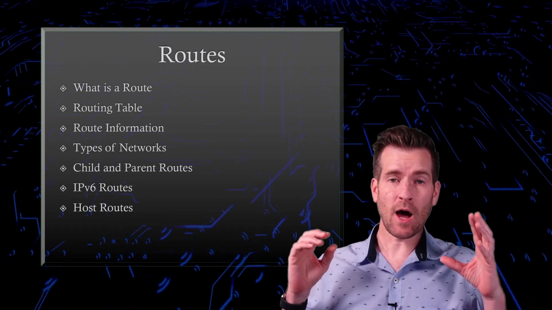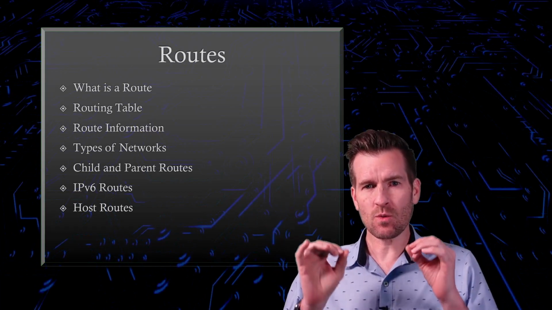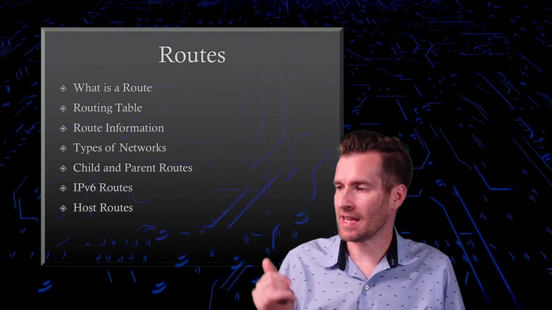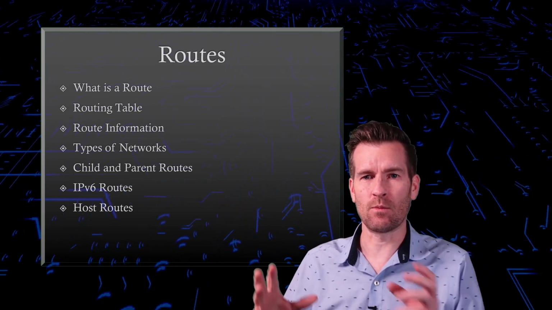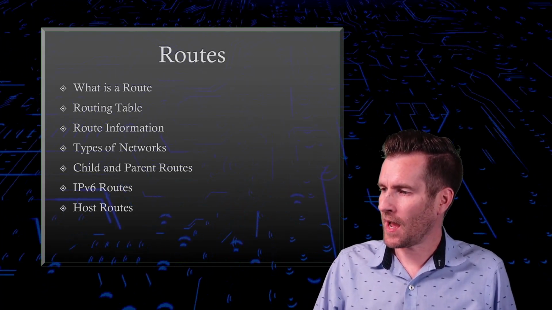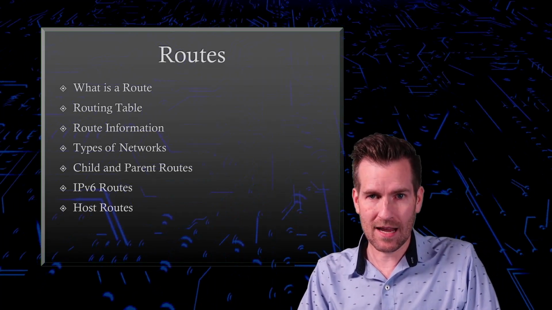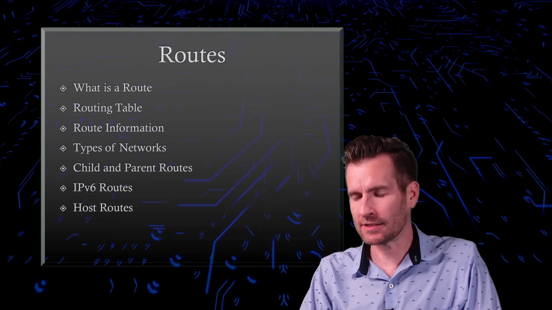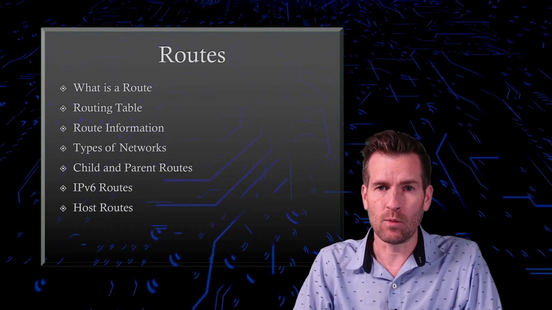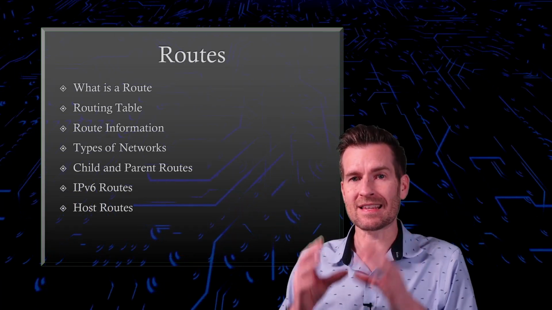There you have it. We talked about what is a network, what is a routing table, some information you would find in that routing table and in each of those routes. We talked about the types of networks there are, whether it's a remote network, a directly connected network, or the default route. We talked about the child and parent routes that you would see within your IPv4 routing table. We also took a glance at the IPv6 routing table, and we wrapped it up by talking about what a host route is, going directly to a single host.